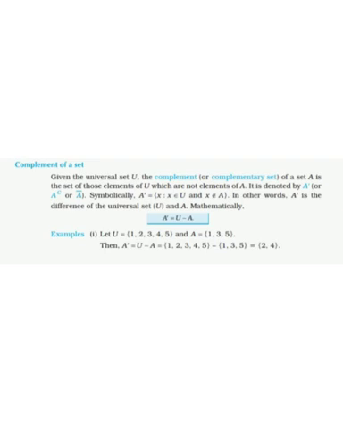Let the universal set have 1, 2, 3, 4, 5 and A is equal to {1, 3, 5}. So A dash means universal set and A will be subtracted. Common numbers are cancelled: 1, 3, 5 cancel. The remaining X belongs to U only. So U has the remaining 2, 4. So the answer is 2, 4. So this is the complement of a set.